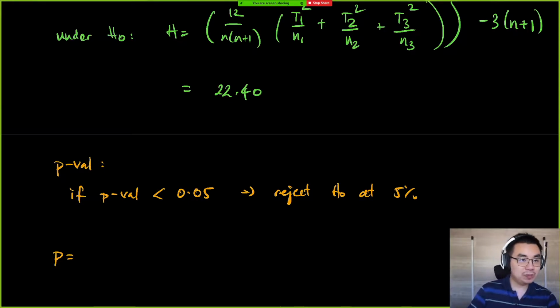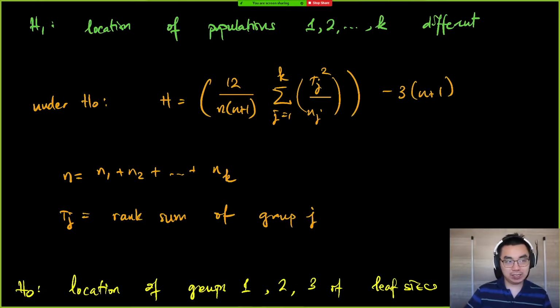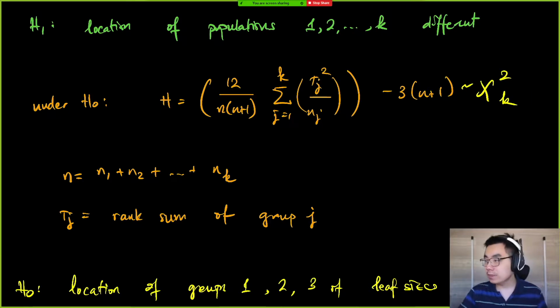Well, you have to use p chi-squared because this H statistic, under the null, follows a chi-squared distribution with k degrees of freedom. Actually, k minus 1 or k? I don't remember. I need to check. I think it's k. It follows a chi-squared with k minus 1. So my instinct is correct. It's always k minus 1 degrees of freedom, okay?